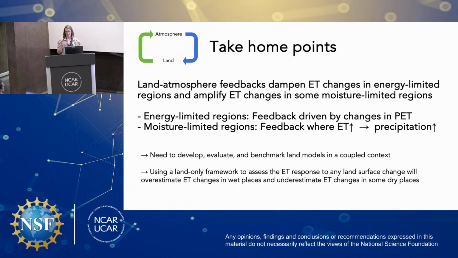And since we found this kind of emergent behavior of the atmosphere that I think is a lot more generalizable from just the parameter uncertainty context, I think this means that if we're using a land-only framework to assess how evapotranspiration responds to any land surface change, we're going to overestimate it in wet places and potentially underestimate it in some dry places where there's this strong coupling with precipitation. So yeah, would love to answer any questions.